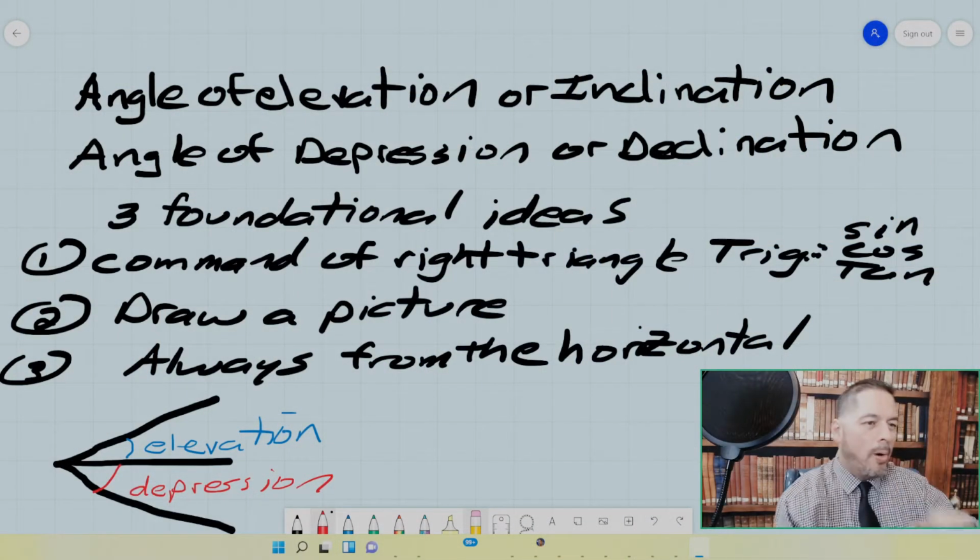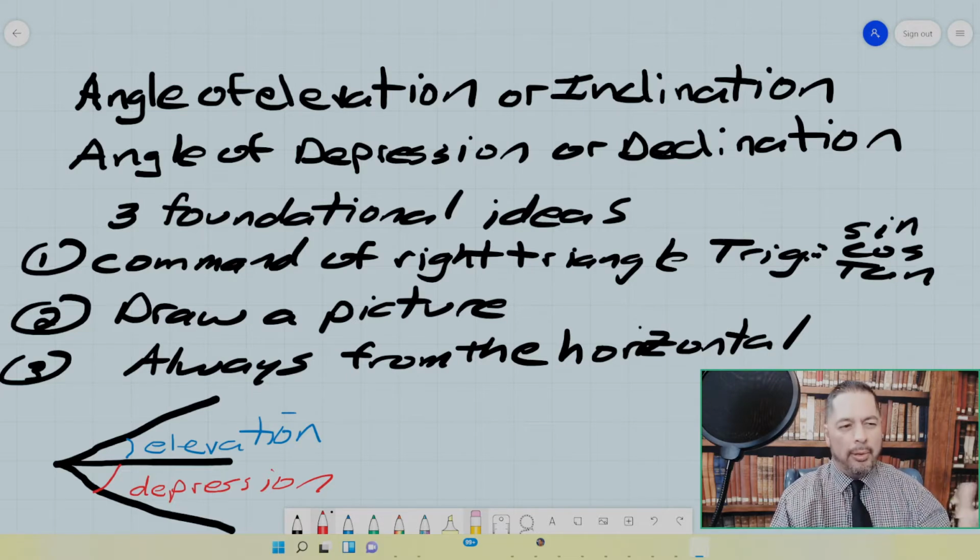Today's topic is solving angle of elevation, sometimes called angle of inclination, and angle of depression, sometimes called angle of declination problems. There are three fundamental ideas here to get started that you must have command of if you're going to solve these problems. First, you must have command of your basic right triangle trigonometry. That is the sine, cosine, and tangent functions in the context of a right triangle.